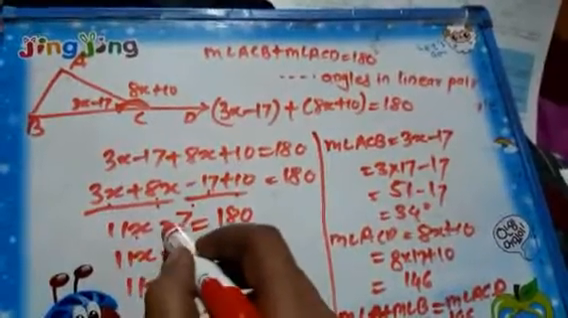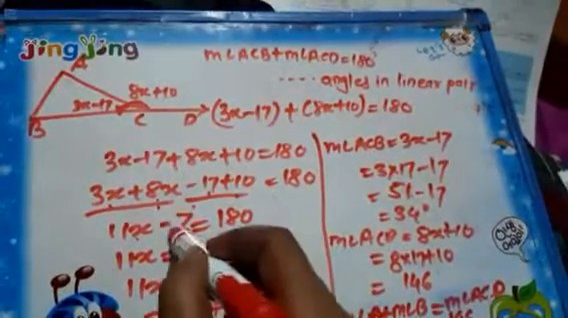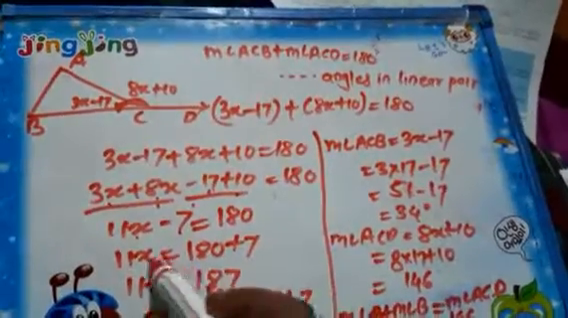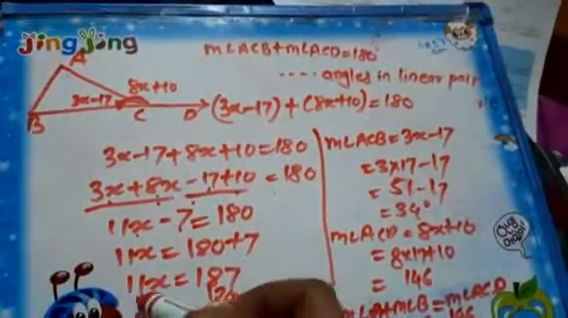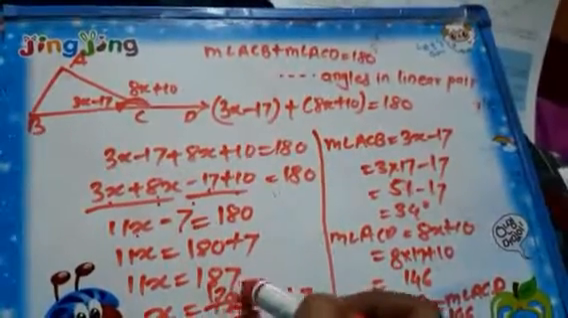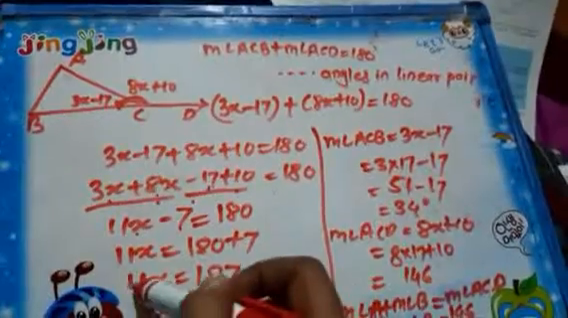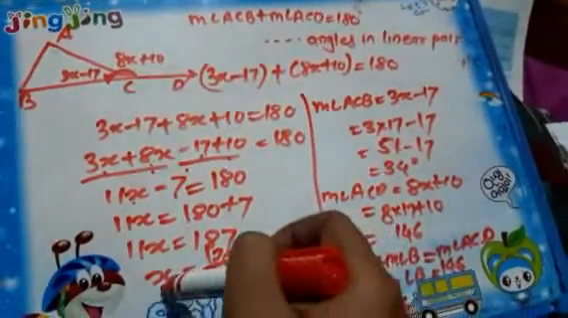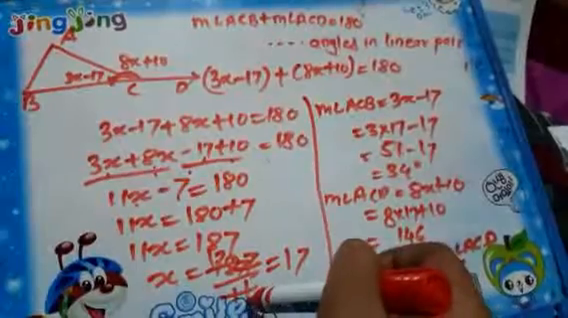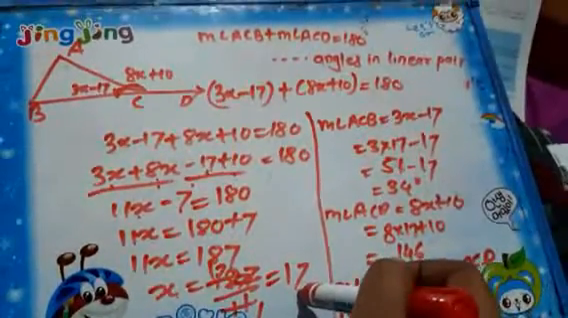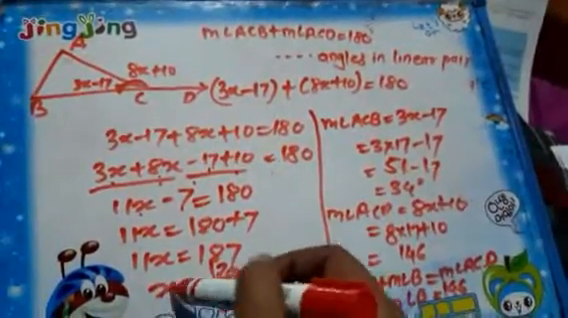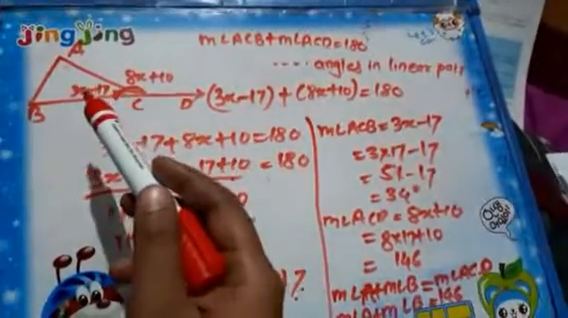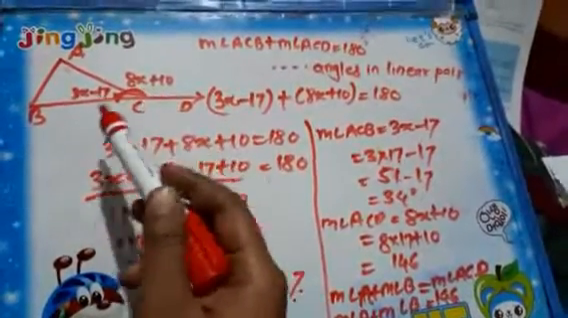Then 11x minus 7 equals 180. This 7 we will shift here, it will become positive as it is negative. So it will be 180 plus 7. So 11x is equal to 187. So x will be what? 11 we will shift here, it will go in division. So it will be x is equal to 187 divided by 11, it will be 17. Now the value of x we got as 17. We will put this at the place of x everywhere.